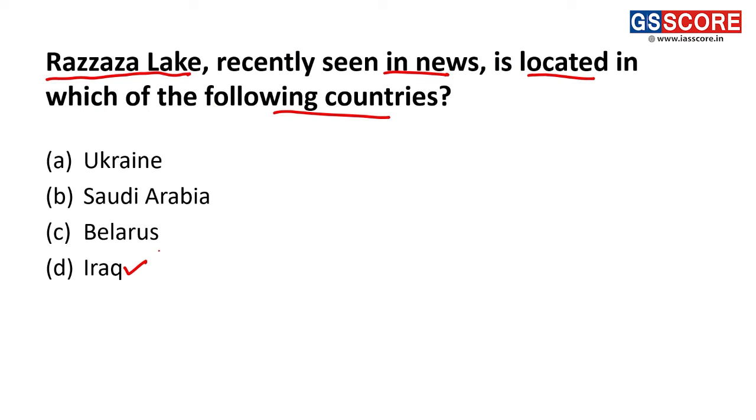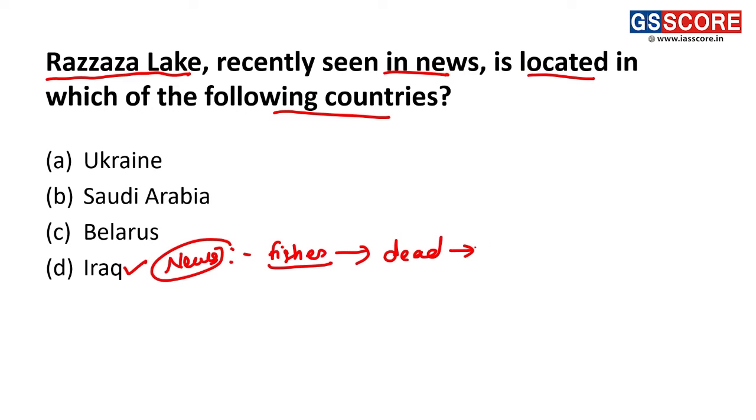Now, the answer is Iraq, but why was it in news? It is quite important. Razaza Lake was once a very beautiful lake which had various kinds of fishes supporting the regional economic system. But currently, due to the excessive degradation and excessive use of this lake, the water here has declined to a drastic level. The fishes which were found here are now dead, and they are being found here in the form of litter.